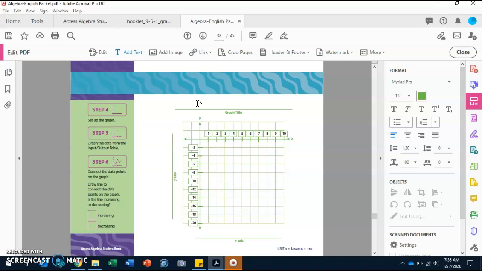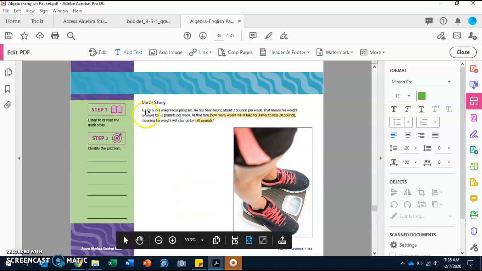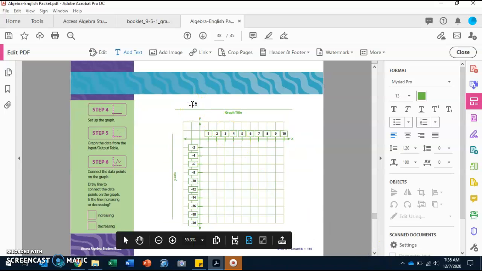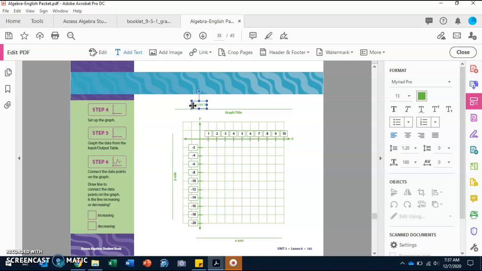So we are talking about losing weight, right? But who's losing weight? Xavier, guys. So we're going to put as the title Xavier weight loss. Because that is what we're looking for. We're looking for Xavier's weight loss.